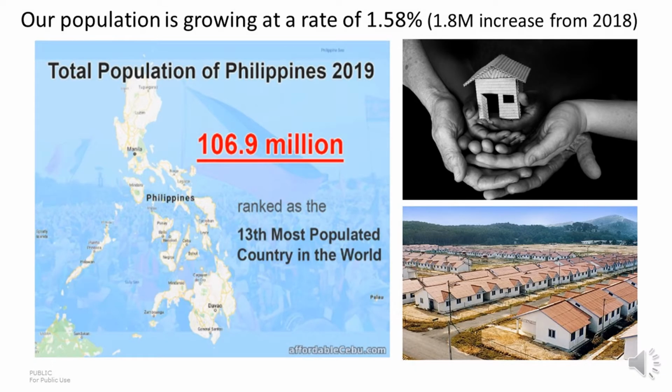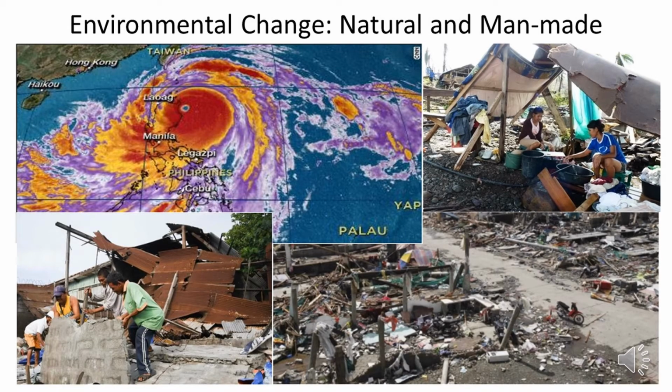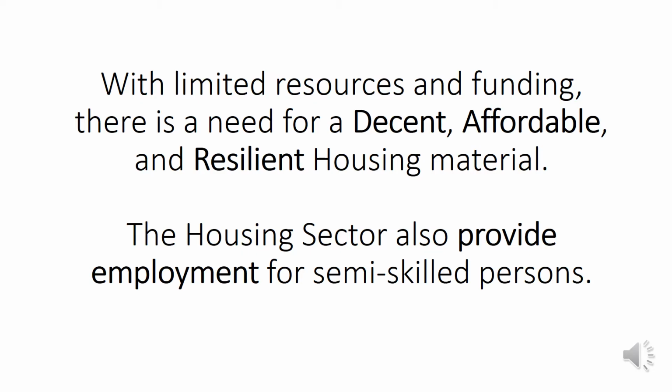Our population is growing at a rate of 1.58%, or a 1.8 million increase from 2018. The Philippine housing backlog is projected to reach 6.7 million by the year 2022. The Philippines is visited by typhoons yearly, and those with light materials housing are normally damaged during these strong typhoons. With limited resources and funding, there is a need for decent, affordable, and resilient housing material. The housing sector also provides employment for semi-skilled persons.